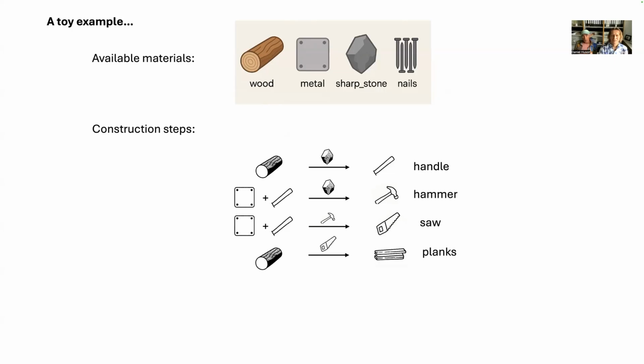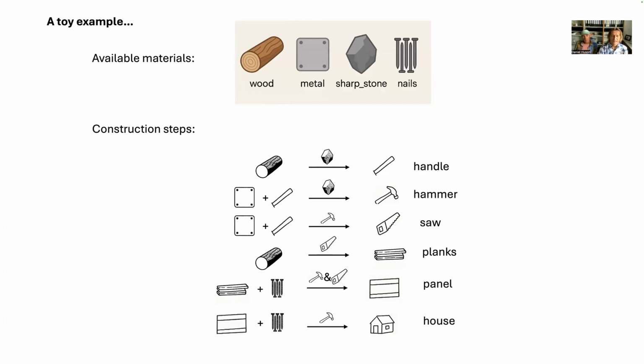And similarly with the wood, now that we have a saw, we can use that saw to cut the wood into planks. Once we have planks and we use some of the nails that we have available to us, we can build panels using the hammer and the saw as tools. Finally, once we have a set of panels, we can then use a hammer to nail them together to create a house.